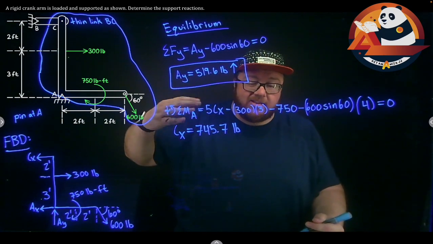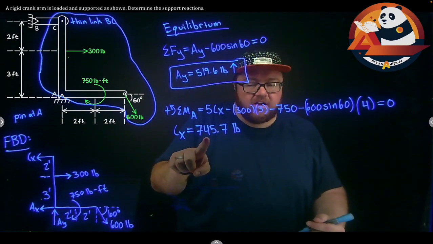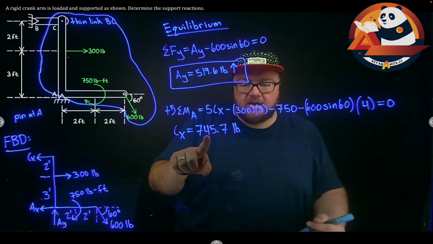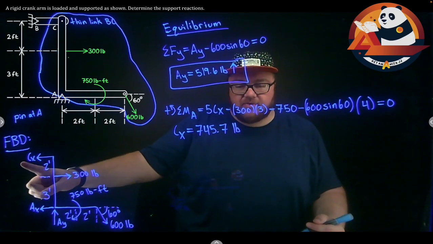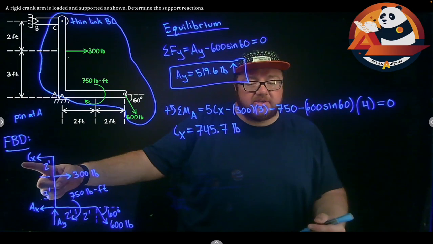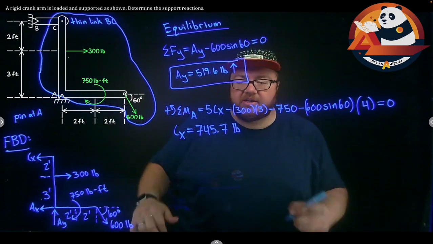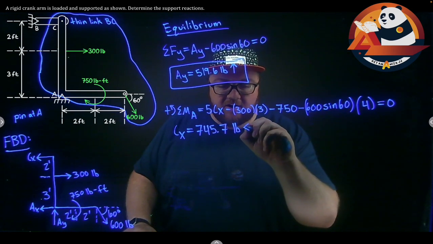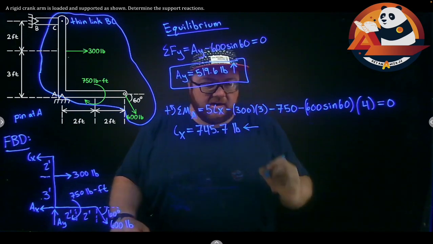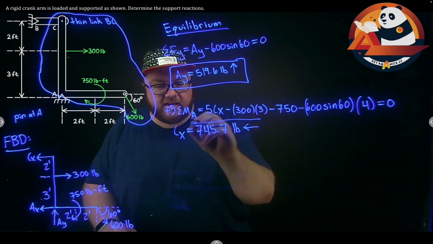So I come in and do that, I'm getting a positive number out for CX here. That doesn't inherently mean that it's acting in the positive direction. All that's telling us is we assumed the correct direction in our free body diagram. I assumed it was going to the left. Our equation worked out to give me confirmation on that. So I can put in an arrow to the left, and that would be our second answer for our problem.